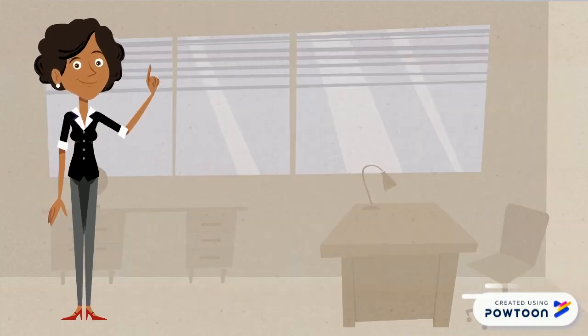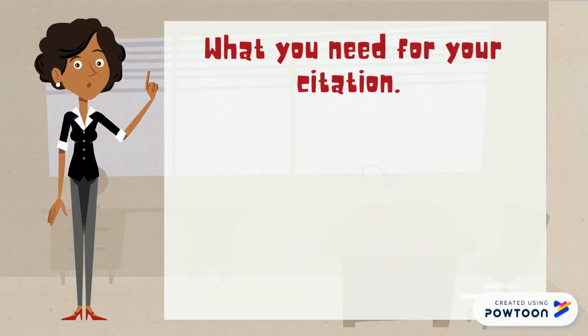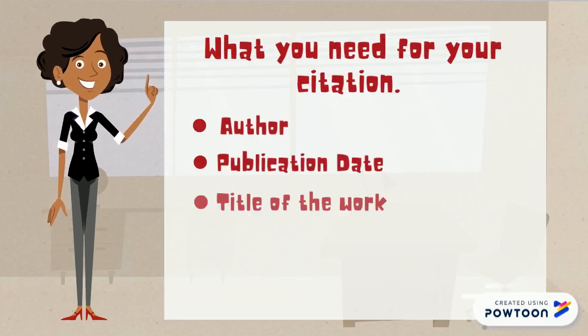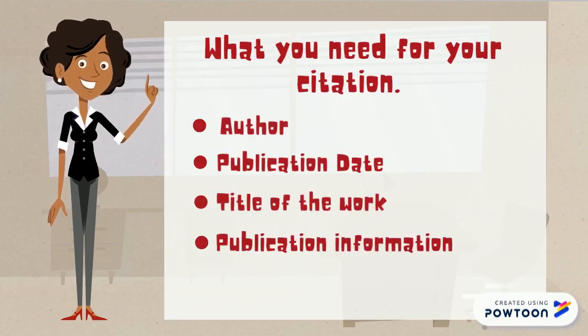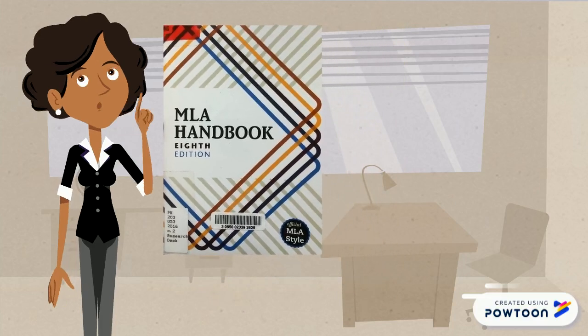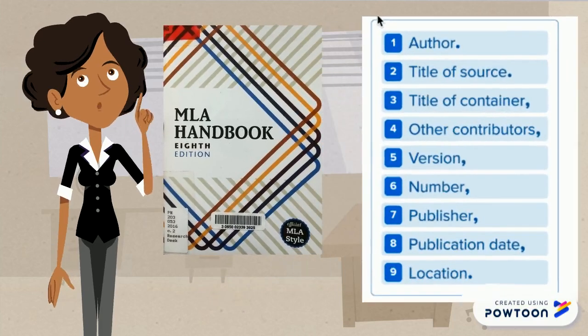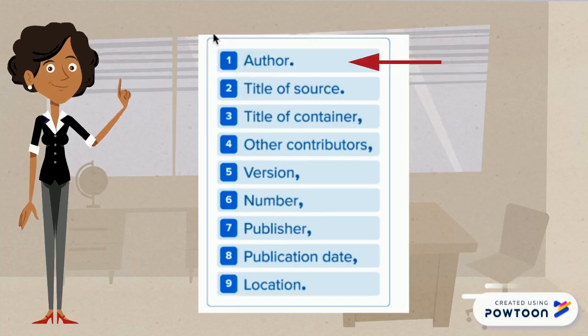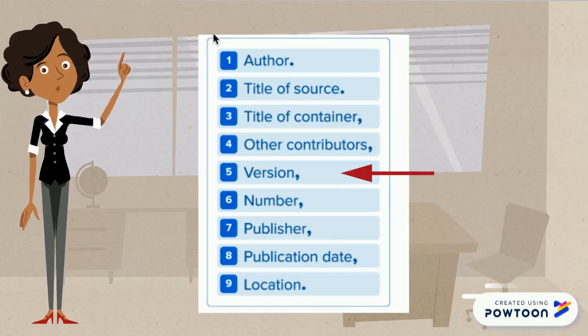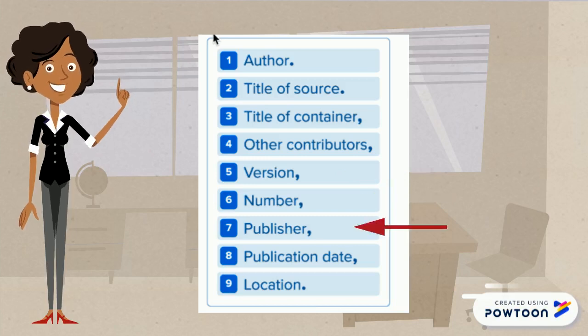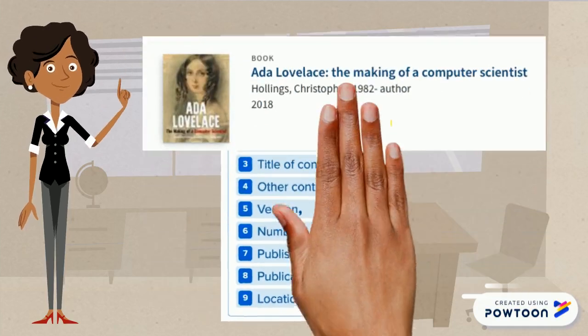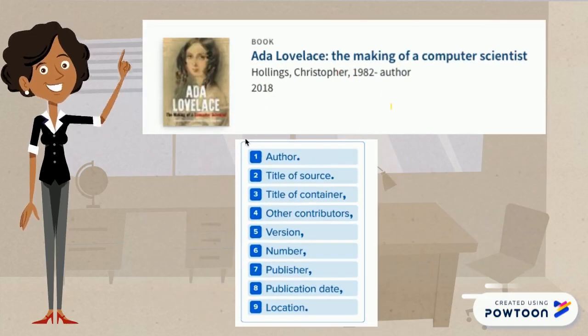The next part that you're going to need is details about the publication, and this includes the author, date, title, and publication information. The MLA Handbook lays out 9 core elements for a citation. The core elements in order are author, title of source, title of container, other contributors, version, number, publisher, publication date, and location. You're going to encounter some sources that do not have every one of these core elements.